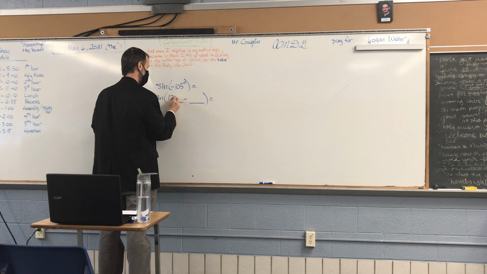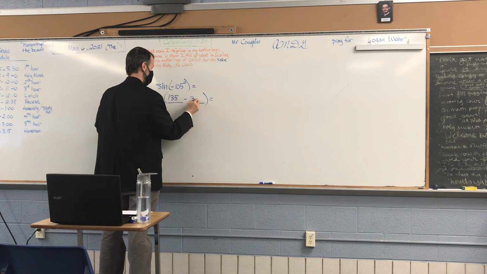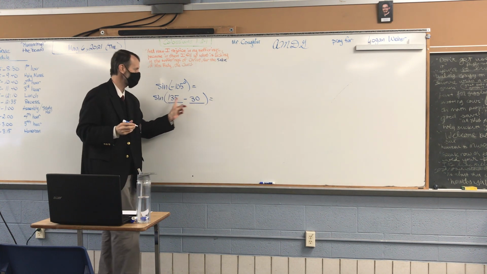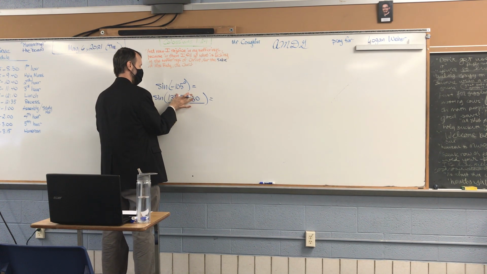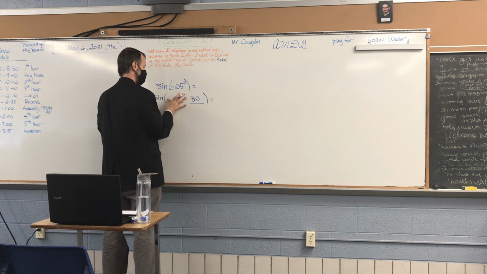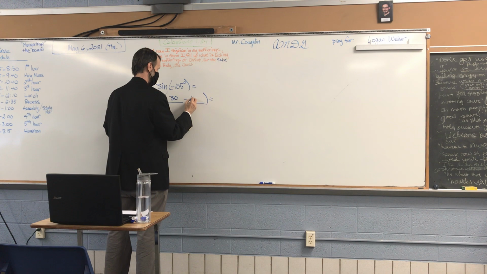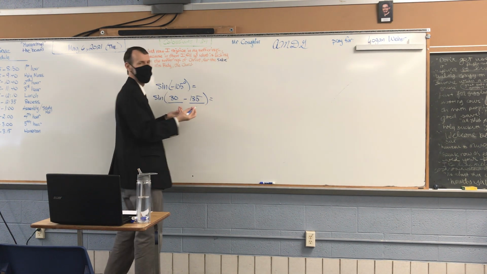135 and 30. Now I would add a couple things. This would make positive 105. So what would I do? You could just do negative 135. Exactly. Flip around. So 30 minus 135, or plus negative.